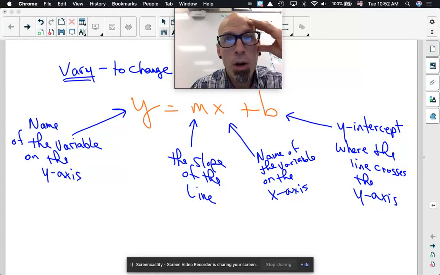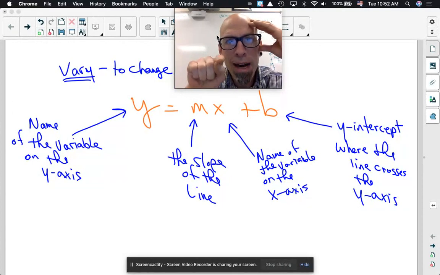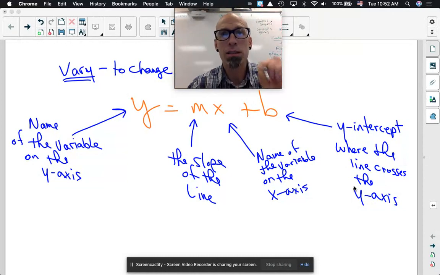And then the last part, the B part, which most people have issues with and make mistakes with, is called the y-intercept. It's not the thing on the y-axis. It's literally the value of the point where your line crosses the y-axis, where it intersects with the y-axis, where the line on the graph crosses the y-axis. That is the y-intercept, and it's a number.